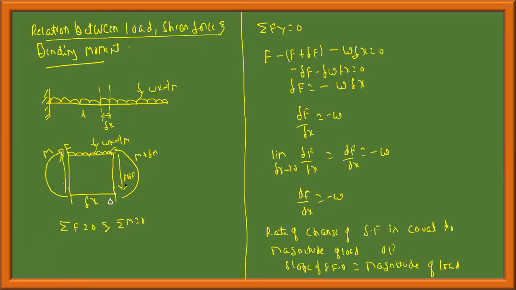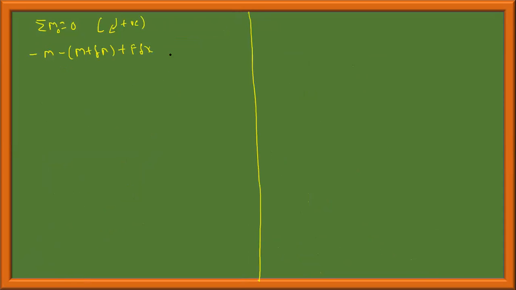This force F plus delta F about the same point is 0. This W into delta x, this is delta x by 2. I have told you the entire load will be concentrated at the center. W into delta x, this is delta x by 2 from this point. It's causing anti-clockwise moment, isn't it? Magnitude of load is W into delta x, into delta x by 2, equal to 0.